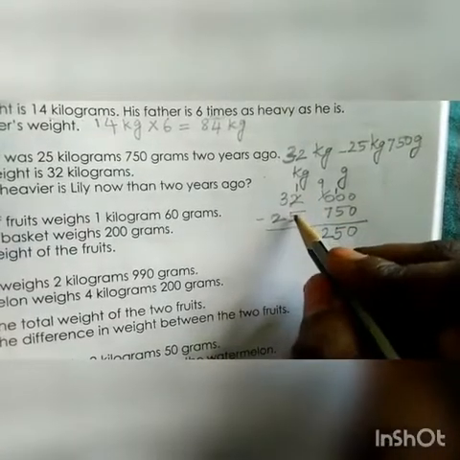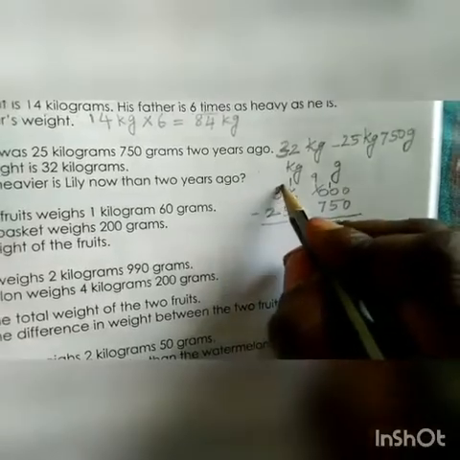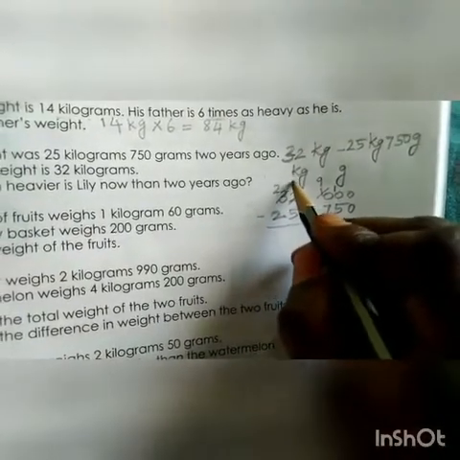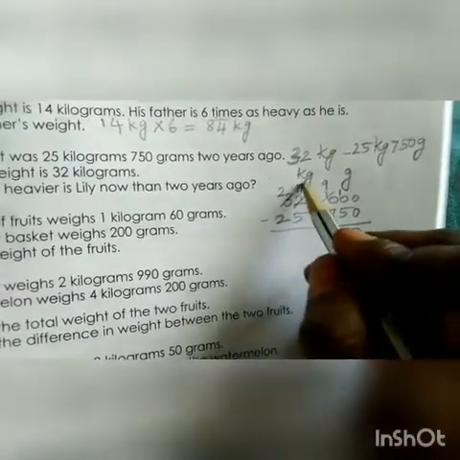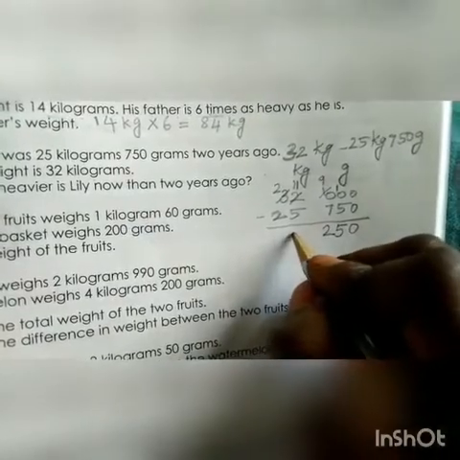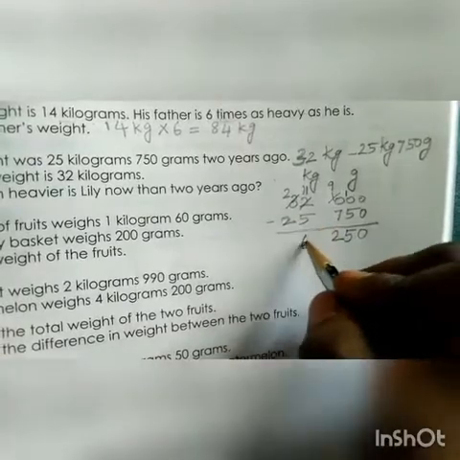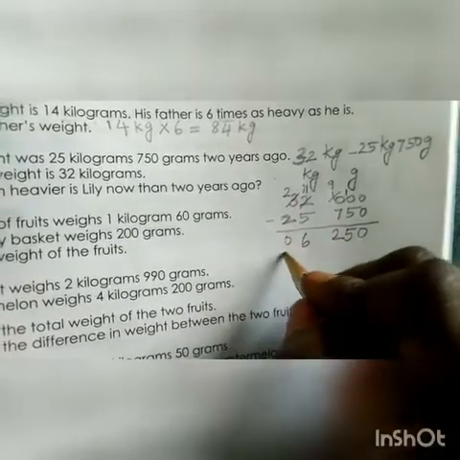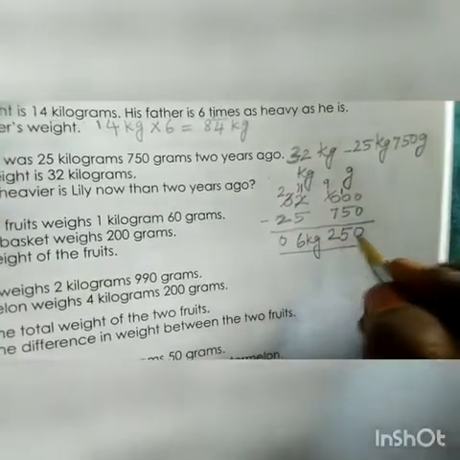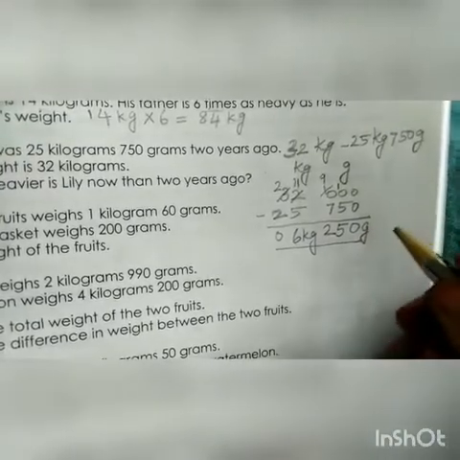1, we cannot subtract 5 from 1. So again we have to borrow from 3. So give 1 kg to here. So it becomes 11. So 11 minus 5 is 6. 2 minus 2, 0. Therefore, how much heavier is she now? 6 kilogram, 250 gram. So, in this method also we can do subtraction to find the answer.